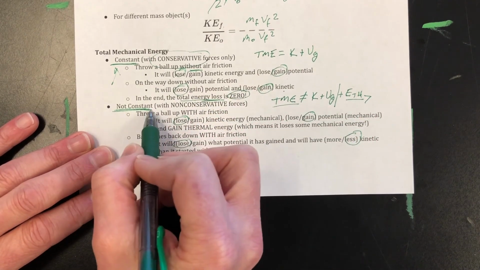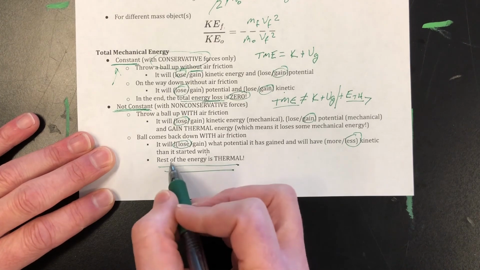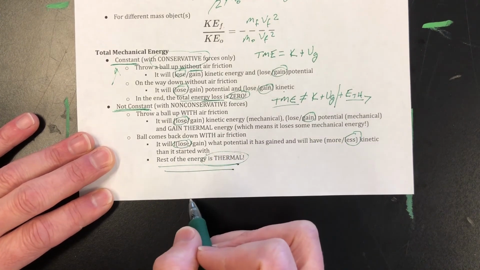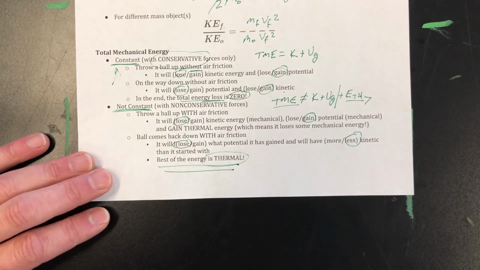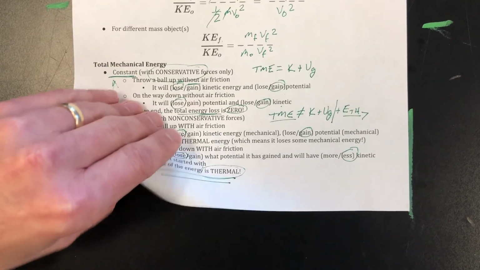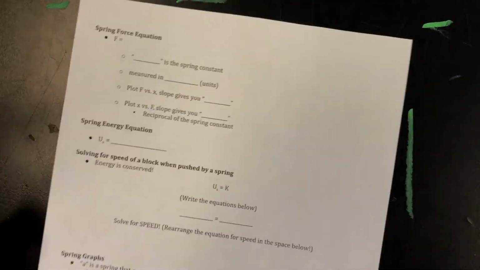And then we have non-constant total mechanical energy, and that's where you lose energy due to thermal effects. That is page 1. Let's go ahead and take a look at the next page. So this is page 2.